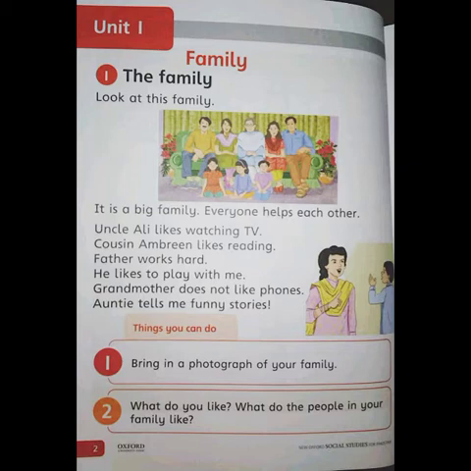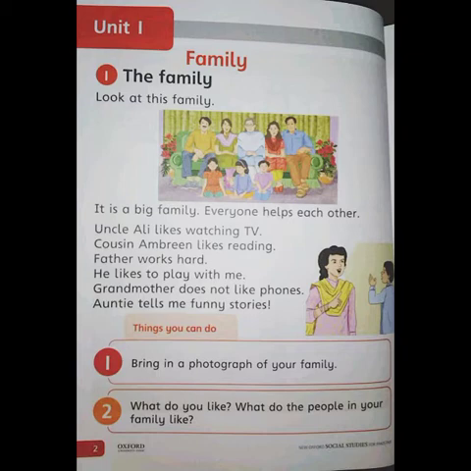All right, now I'll tell you the meanings of words like uncle. Uncle is that person in your family who is the brother of your father or your mother. So Uncle Ali likes watching TV. That was his hobby. That's what he liked. After that there's a word called cousin. Cousin is the daughter or the son of your uncle or your auntie. Your father's and your mother's brother or sister's children are called your cousins. So cousin Amreen used to like reading books.